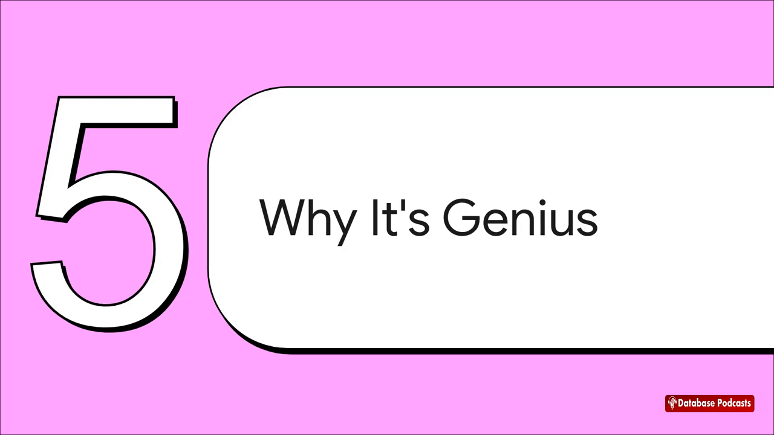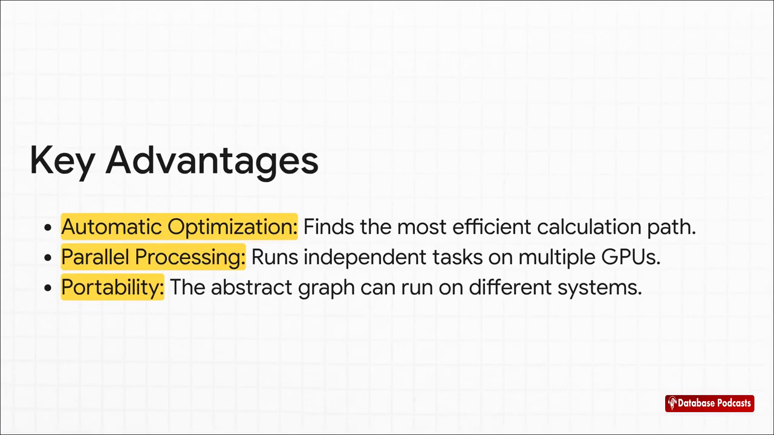So why is this system so genius? I mean, you might be thinking, this sounds kind of complicated. Why not just do the math right away? Well, it turns out this separation between defining and executing is the secret to making these frameworks so incredibly fast and powerful. Because the framework gets to see the entire blueprint of calculations up front, it can do some pretty amazing things. It can optimize the whole process, figuring out the smartest way to do the math. It can spot calculations that don't depend on each other and run them at the same time, in parallel, which saves a ton of time.